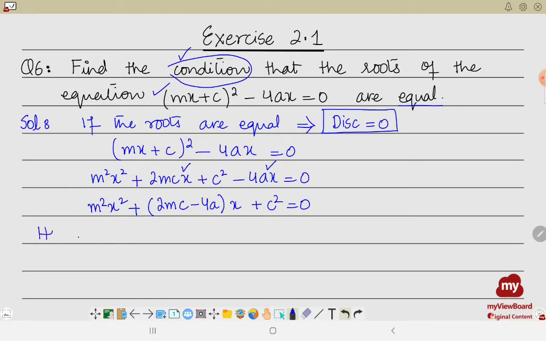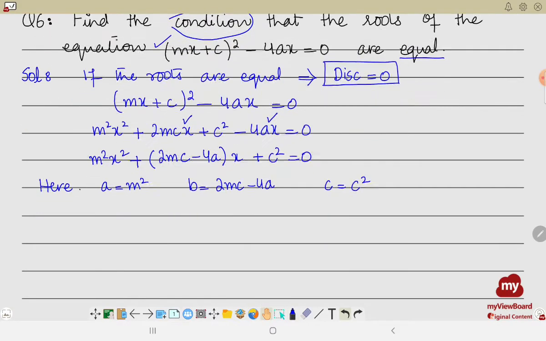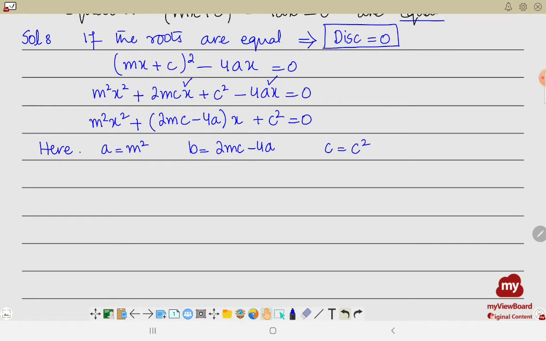Here we can easily identify the values of a, b and c. Here a is equal to m², b is equal to 2mc - 4a, and the value of c is equal to c². So now our discriminant becomes b² - 4ac. By the condition we are using, we know that if the roots are equal, the discriminant is equal to 0.